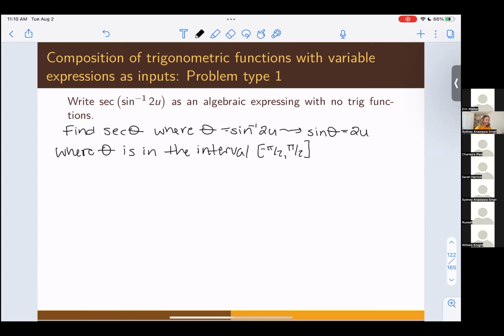Now, where did I get that information? Well, it was embedded in the problem. Because the range of my inverse sine function is only from here to here, the theta I'm going to get by computing sine inverse of 2u has to be in that range.